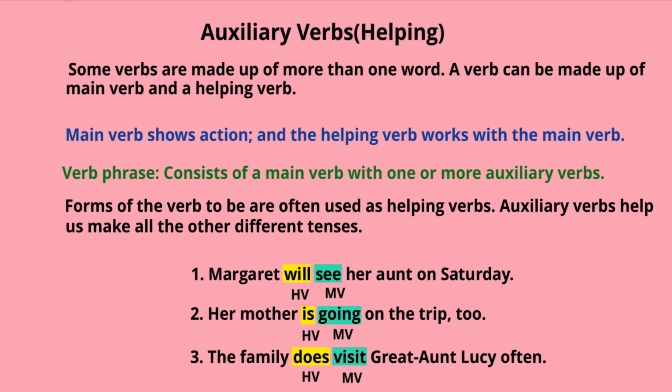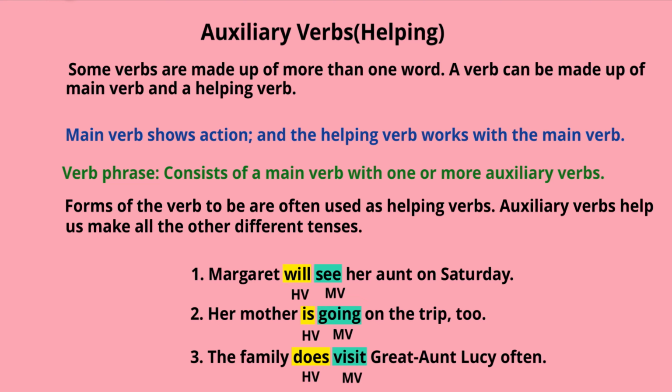Auxiliary verbs help us make all the other different tenses. Let's see a few examples. Margaret will see her aunt on Saturday. Here, will is the helping verb and see is the main verb. So together it is called a verb phrase. So what is the verb phrase in the first sentence? Will see is the verb phrase.